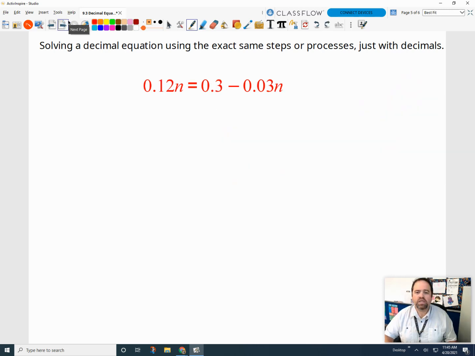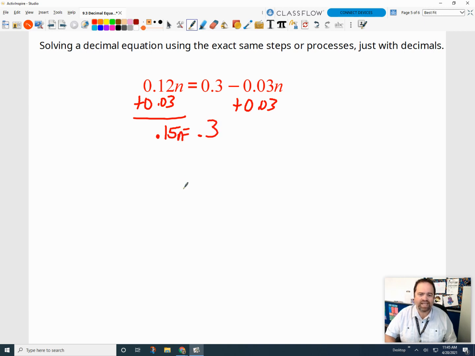All right, last one. I've got variables on either side of the equal sign, so I need to combine those. So I'm going to take the small one here, and I'm going to add it to both sides. So 0.03, so that is 0.15n equals 0.3. Whoops, I lost my variable. 0.15n. So when I divide by 0.15, divide by 0.15.